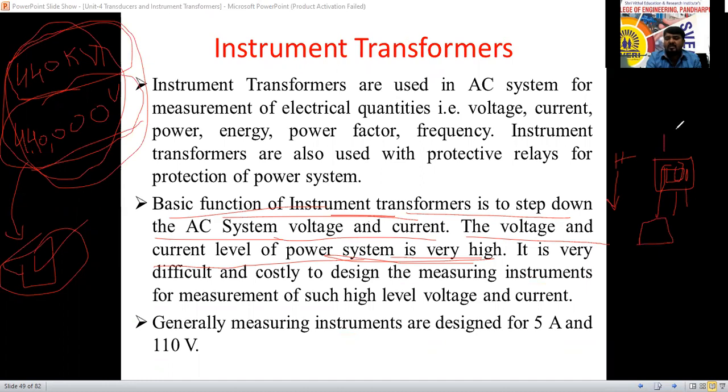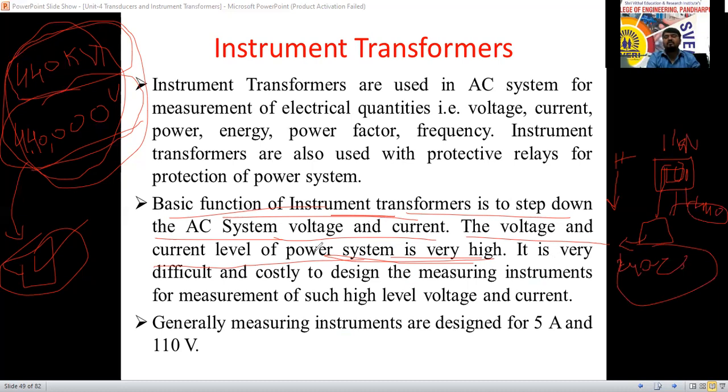Actually for that transformer the input is 11 kV, but the output is 440 volt, that is 3 phase. From this 440 output you are taking only a single phase supply, one phase to neutral, that is around 230 to 250 volts. That is the single phase supply here.